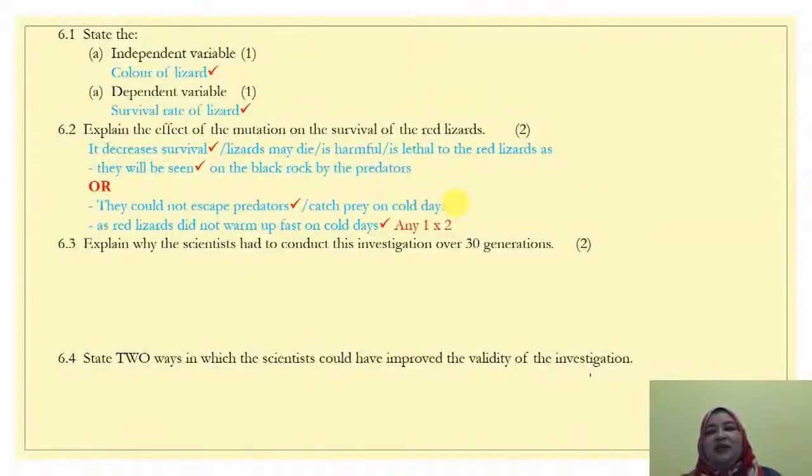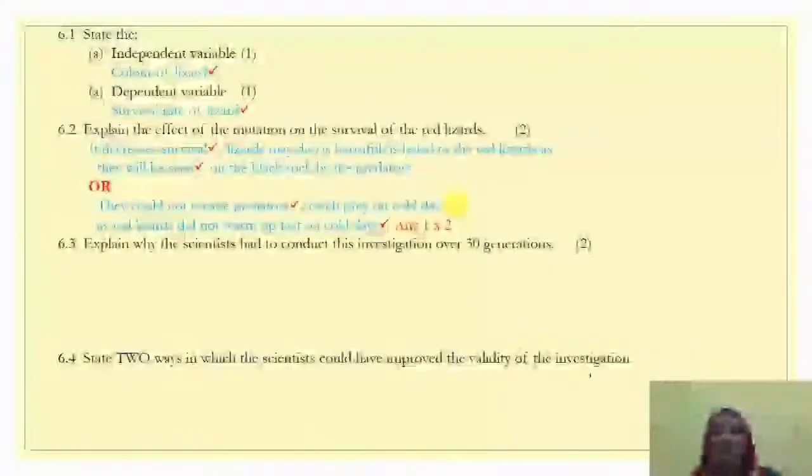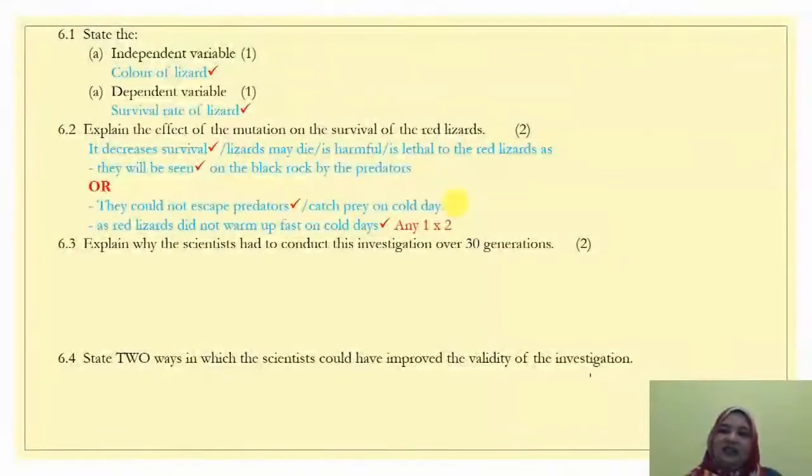Or they could not catch prey on cold days, as red lizards did not warm up fast on cold days. Remember we said that black lizards warmed up faster and therefore they could avoid predators. So on the opposite end, red lizards did not warm up fast enough and could not escape the predators. Any questions thus far?